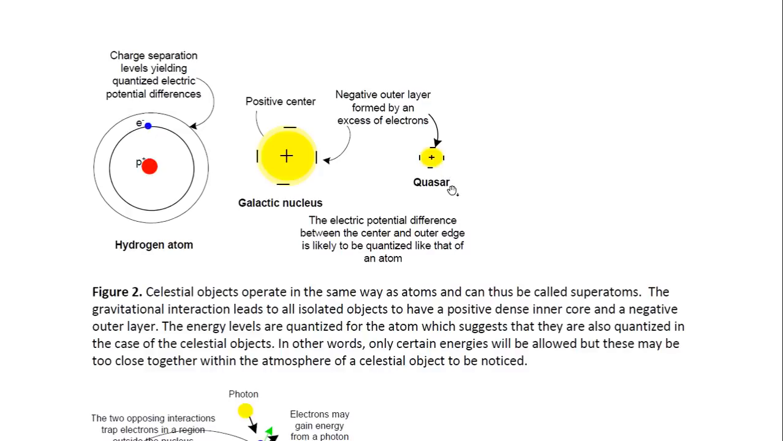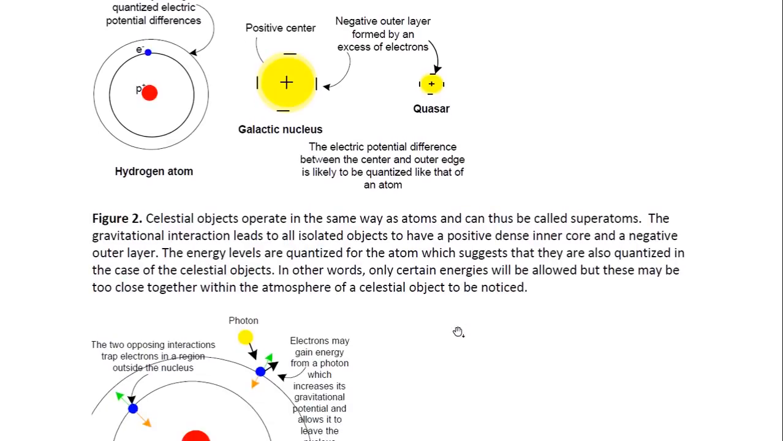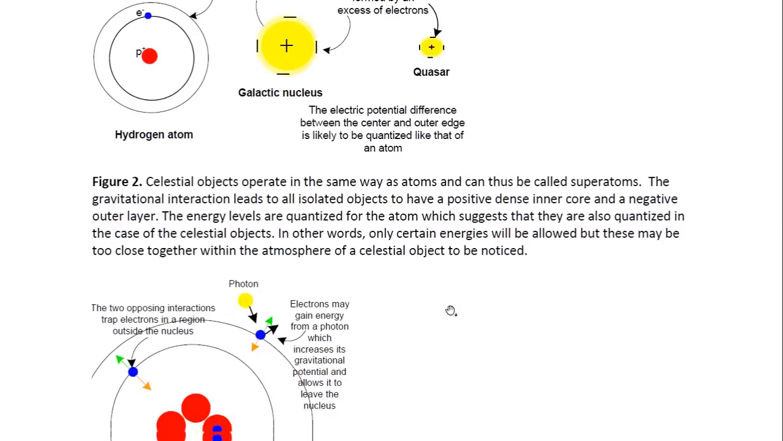Now, all other objects in the universe are like that, except they have huge numbers of particles, but they are still positively charged at the center. They have a positively charged core and they have a negatively charged outer layer. And not all energy levels, not all positions are allowed here, which means that these are quantized. In the same way, we are likely to have energy levels that are quantized with celestial bodies as well. But because they may be so close to each other, at least in the atmosphere of these objects, it may not be noticeable.